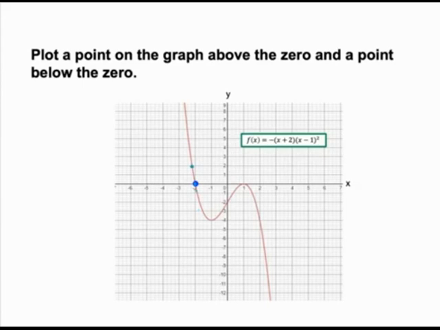So why don't we do this one? That point is approximately negative 2.2, 2. So let's write that down. And then let's just pick any point below. So right here. That point is approximately negative 1.9, negative 1. So we'll write that down.